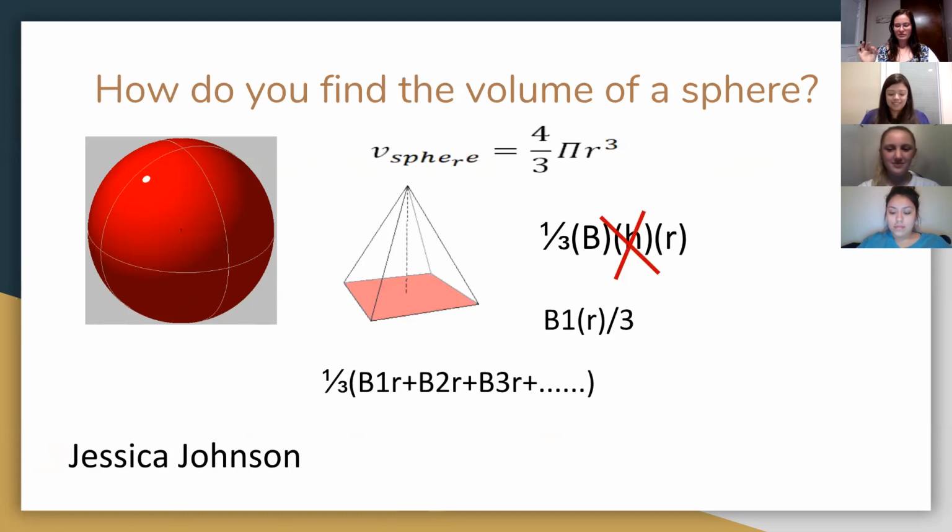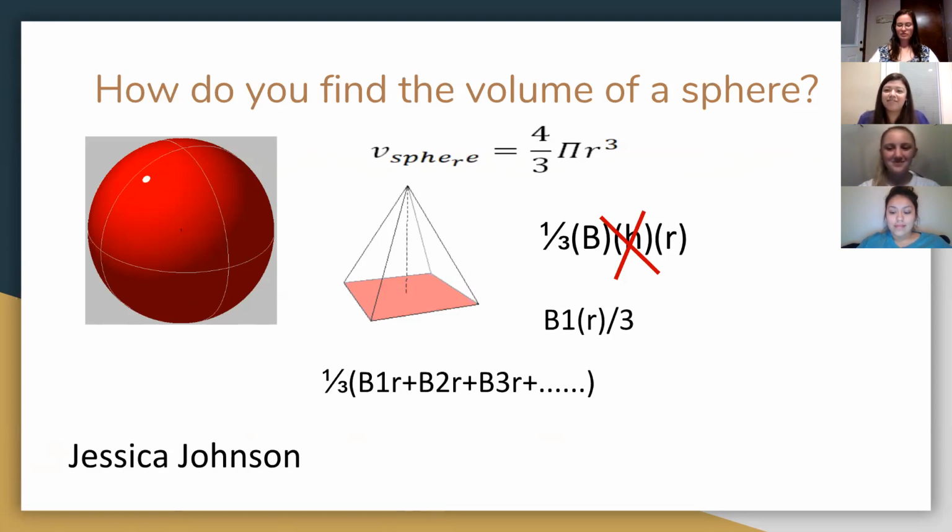To find the volume of the sphere, you have to add all of the bases of the pyramids together, but we don't know how many pyramids we have. So we will have to use algebra to factor out the 1/3 and the radius. I could imagine all the pyramids lined up in a row. Yes, you're correct. You're getting the hang of this.